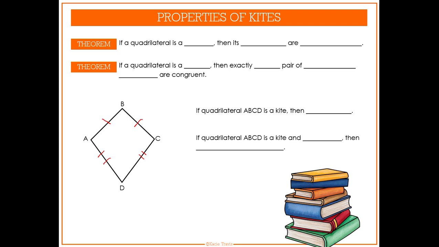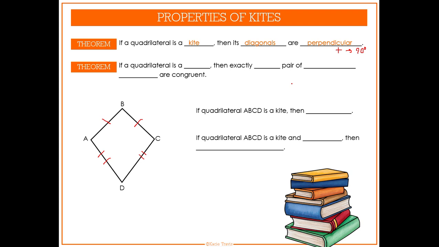So if a quadrilateral is a kite, then its diagonals are perpendicular. Remember what perpendicular means? That means that they meet and cross together and they make a 90-degree angle. So remember that for the future when this stuff pops up.